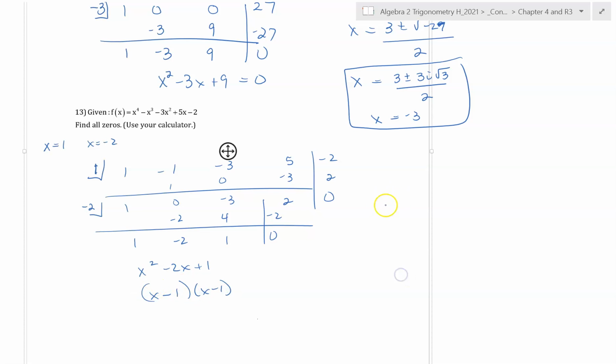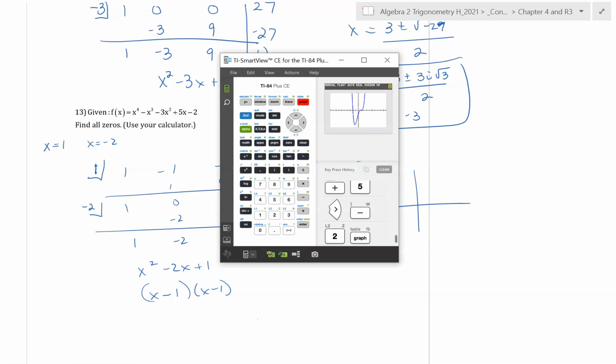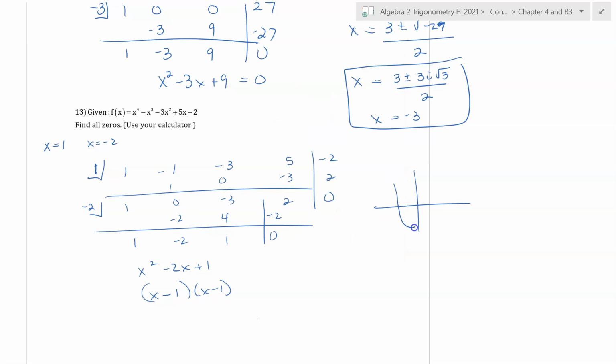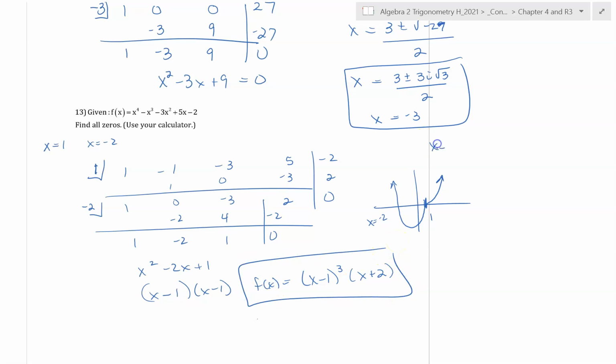So here's the problem. When we looked at our graph, let's go back to the calculator. Notice it was confusing to us because it looked something like this. It passed through at negative 2 because of odd multiplicity, but it also passed through at 1 because we actually had a multiplicity of 3. If I factor it, it looks like this. So x equals 1 with multiplicity 3 and x equals negative 2 with multiplicity 1. Those were our 4 zeros. Great job, everybody.